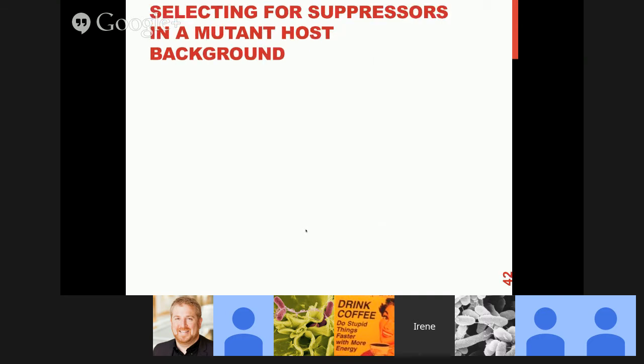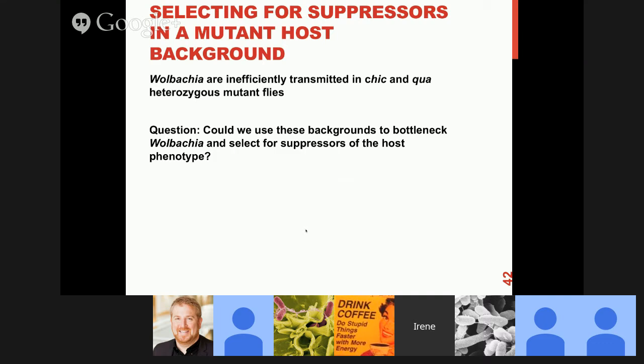All right, so here we're getting to the second part of our talk, where I'm going to tell you a little bit about our crazy forward genetic screen in Wolbachia, for our selection for suppressors in a mutant host background. So here's the idea. Wolbachia are inefficiently transmitted in chickadee and quail heterozygous mutant flies. I've showed you that data. So the question was, can we use these host backgrounds to bottleneck Wolbachia and potentially select for suppressors of the host phenotype?